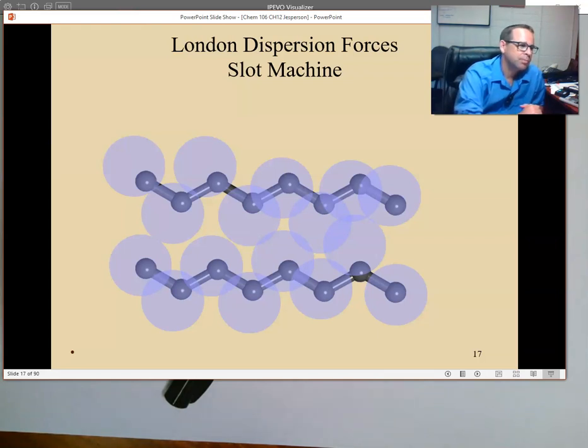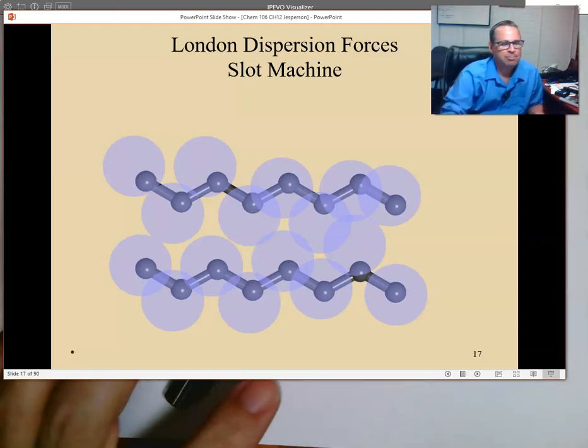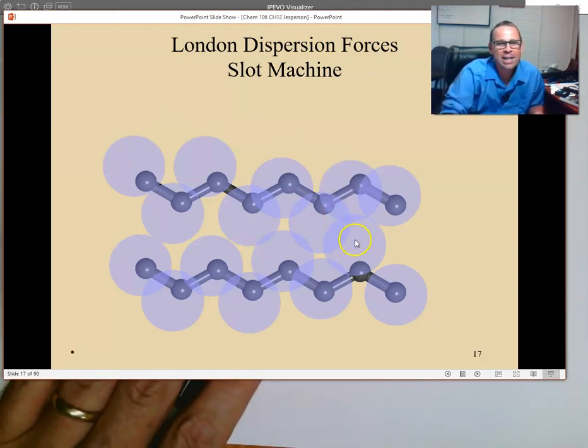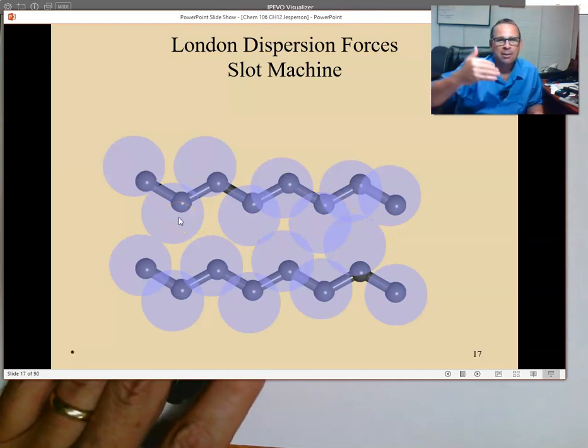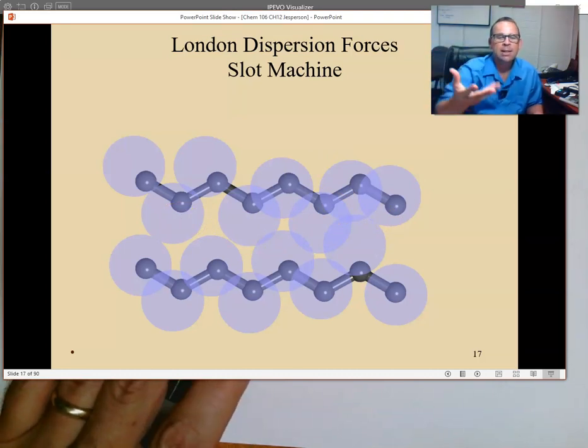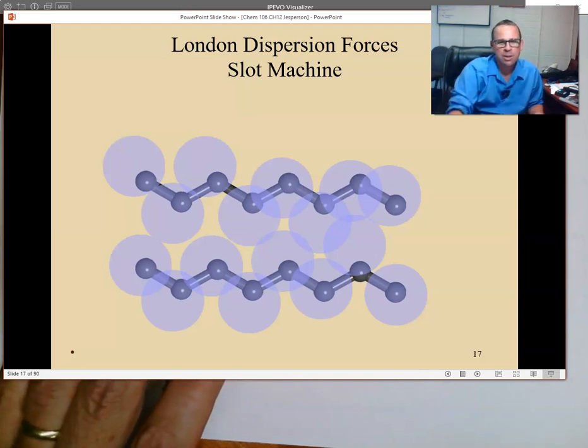Say that again? No, I don't think so. I didn't find any regions where one was leaning its electron density in and the other one was withdrawing its electron density at the same time. Yeah. Okay, so let's try again.